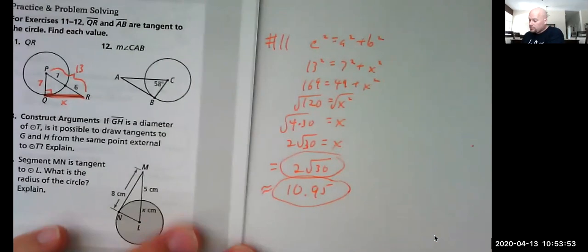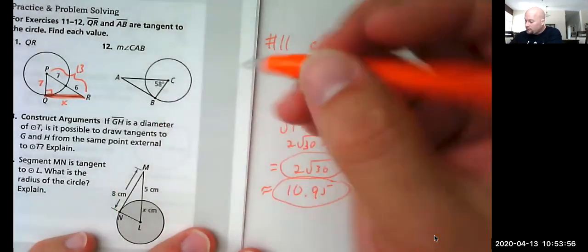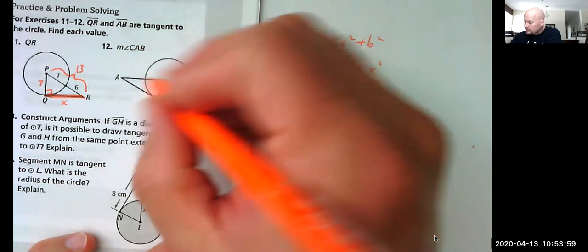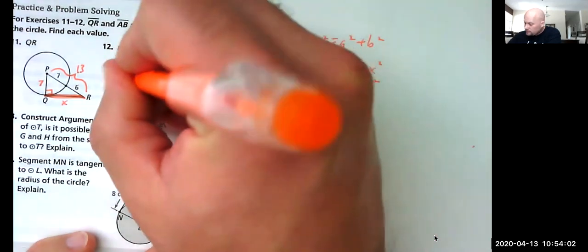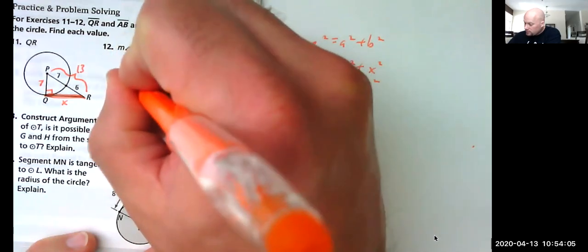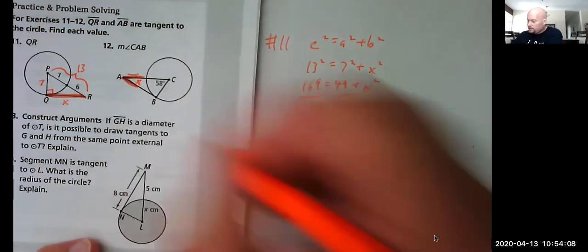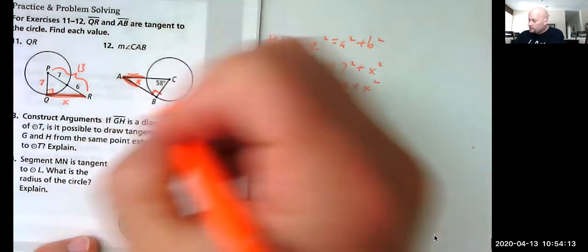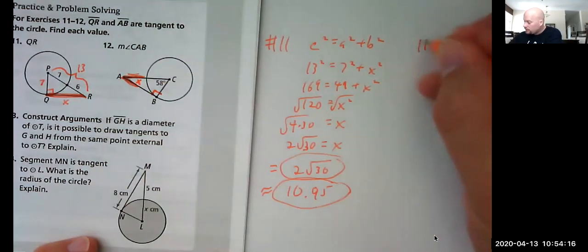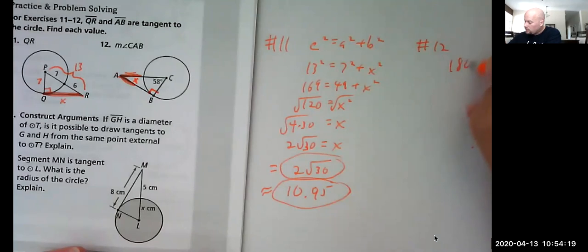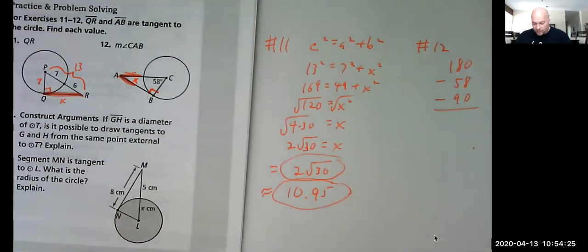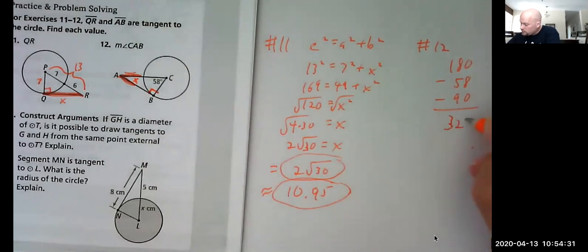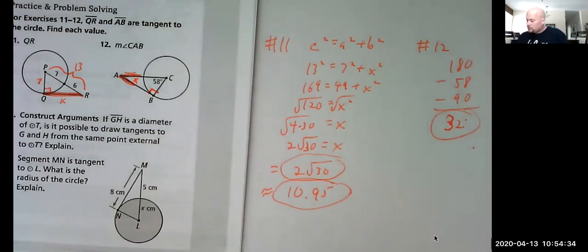All right. On number 12, this time they're looking for an angle, CAB. So they want this angle. I'm highlighting over here. I'm going to put X in that corner. Now this is a fast one to do because this is a right angle. So if that's a right angle, all 3 angles in a triangle have to add up to 180. So for number 12, we're just going to simply say 180 minus the 2 angles that we know. So 180 minus 58 minus 90 is 32. So those are number 11 and number 12.